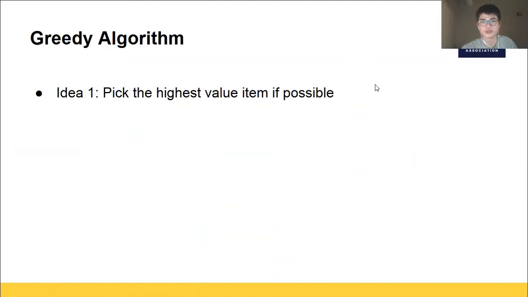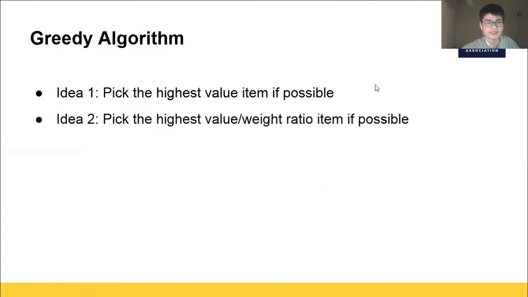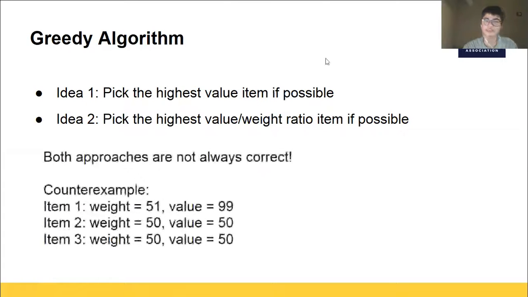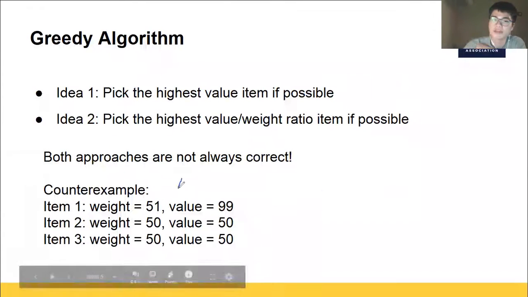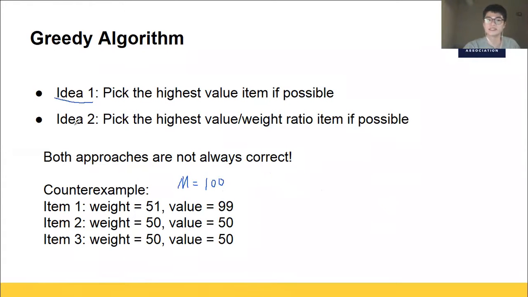Another way, of course, is the greedy algorithm. There are two ideas of how to implement greedy. Either we pick the highest value, or we pick the highest value-weight ratio. But they are both not necessarily correct. Just think of this counterexample. When we have a capacity of 100, both ideas would let us pick the first item, which gives us a value of 99, but we know that the optimal one would be to pick item 2 and item 3, which gives us a value of 100. So the greedy algorithm doesn't really work for the knapsack problem.